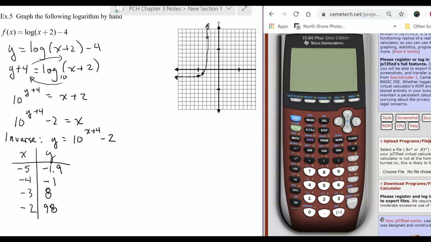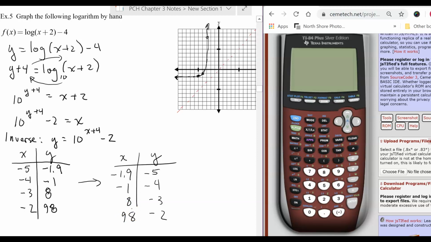And again, when I graph the original function, the log, it should be a reflection over this line y equals x. So I'm going to go ahead and take my table of values and just switch the x's and the y's. So x, y. So now my y values are -5, -4, -3, -2, and then x values are -1.9, -1, 8, and 98, which again we're not going to graph.